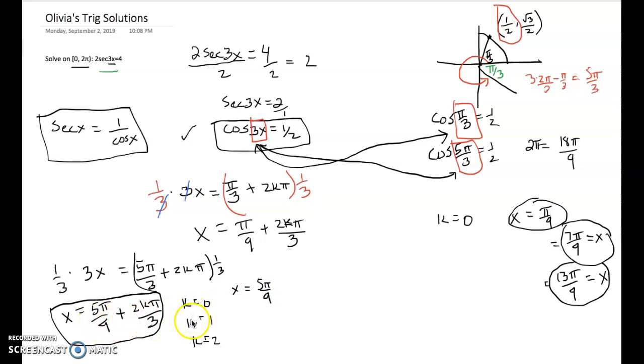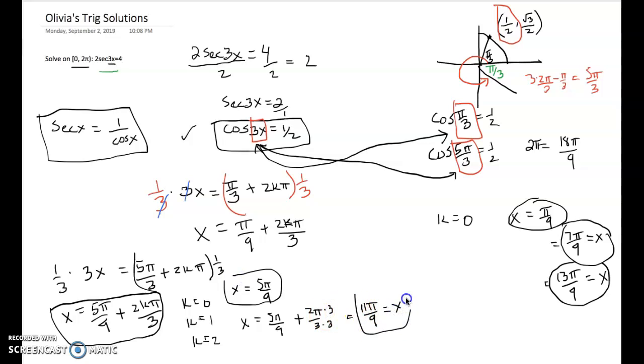And so what would happen if we said that k equals 1? Then it would be x equals 5 pi over 9 plus, and now it's going to be 2 times 1, which is 2, and you would have 2 pi over 3. Finding a common denominator means we multiply top and bottom by 3. This is 6 pi plus 5 pi, it's 11 pi over 9. Now this is well before my 18 pi over 9, so I'll save that answer. So we've got this equals x.